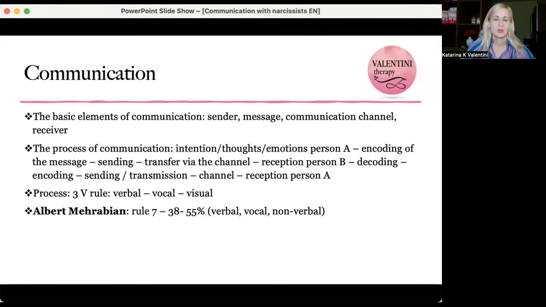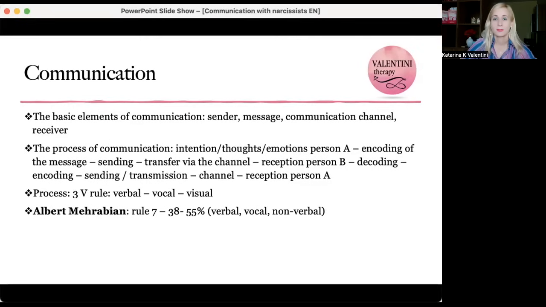Communication, that is something that we do completely spontaneously, more or less, every single day in different circumstances with different people. Yet there are certain rules that pertain to the process of communication. The basic elements of communication are the sender, the message, the communication channel, and the receiver.